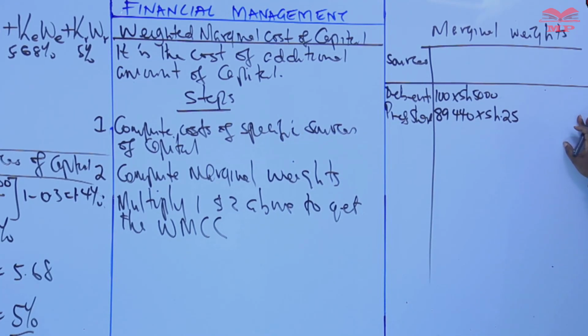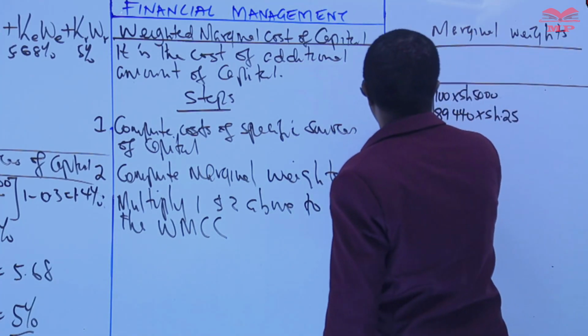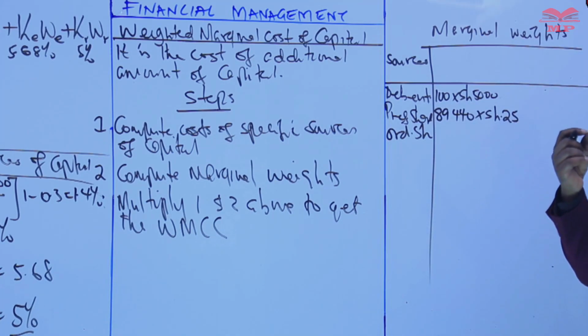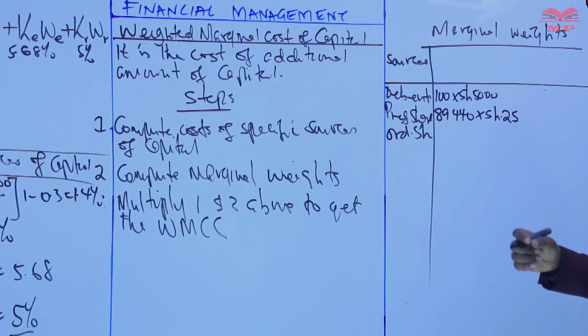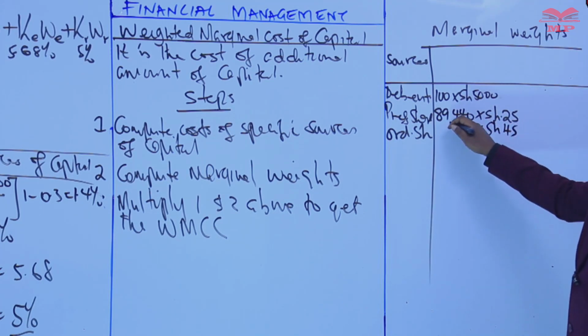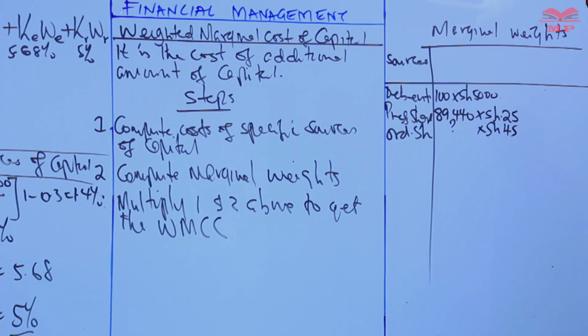The third source is ordinary shares. We read issue ordinary shares at the current market price of 45 shillings with flotation cost of 12%. We have the 45 shillings per share, but we do not have the number of ordinary shares. If you check from the question, there is no amount or quantity of ordinary shares provided.